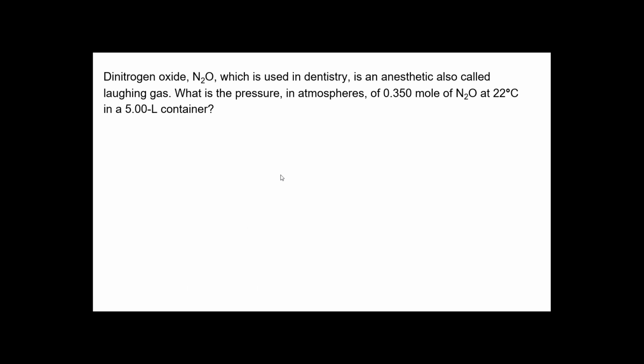Dinitrogen oxide, which is used in dentistry as an anesthetic, is also called laughing gas. What is the pressure in ATMs if you're given 0.350 moles at 22 degrees Celsius in a 5.0 liter container? For instance, this would be a perfect one. Let's say that this variable for volume was in milliliters. I would instantly convert it to liters to use it in the ideal gas law.